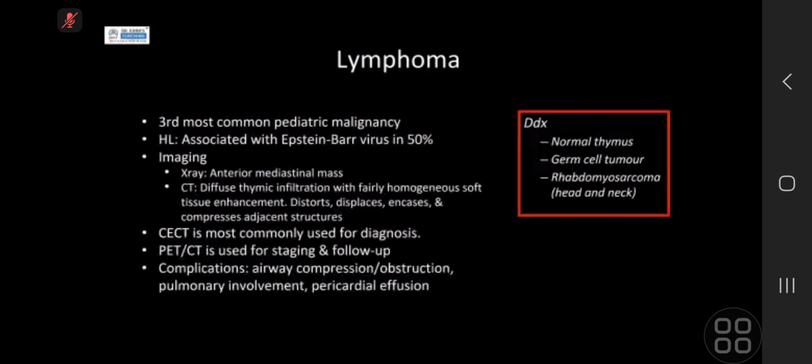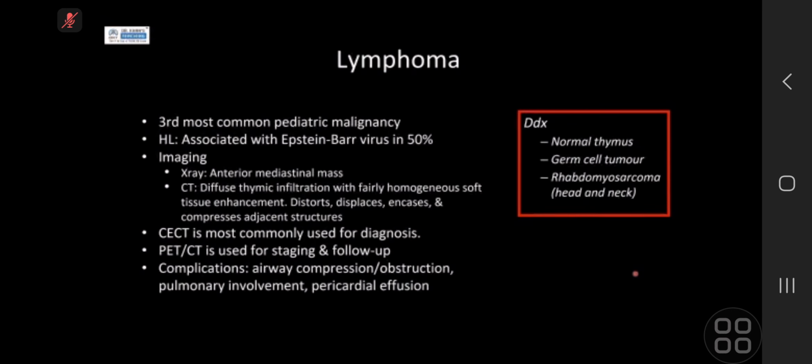You use PET and CT for staging and follow-up, your Ann Arbor classification staging, and of course, a complication is airway compression. In fact, I think one of the studies said 40% of patients with mediastinal lymphoma actually present with respiratory symptoms. So just a little bit about lymphoma. You've got your classic one, Hodgkin's lymphoma. Then the other one is non-Hodgkin's, including Burkitt's lymphoma. These are the 2 common ones that we see. As I said earlier, the other thing to think of is a normal thymus that is enlarged. The other thing is rhabdomyosarcoma.